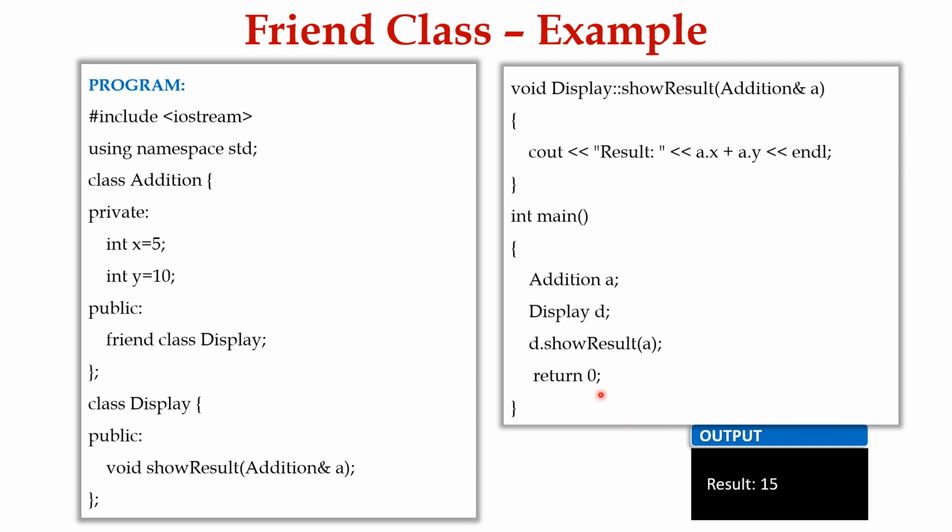The next statement is return 0. This is executed and implies the successful completion of the program. Hope you are clear on friend class with this example program.